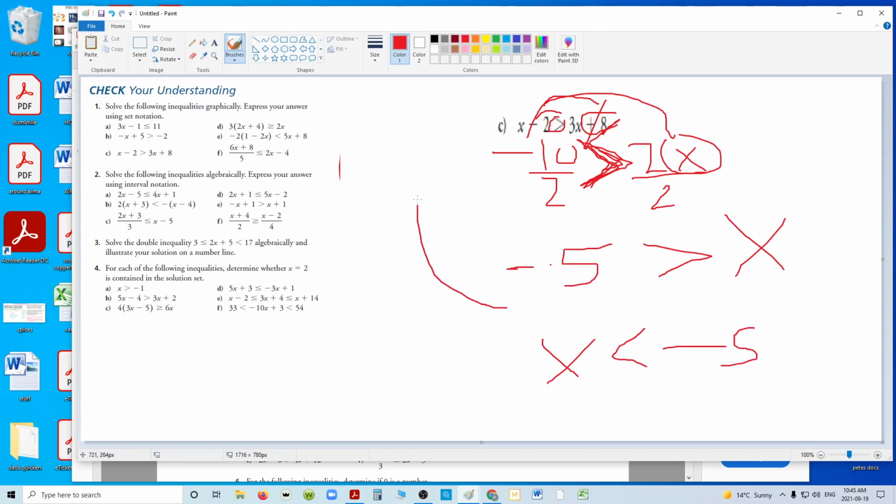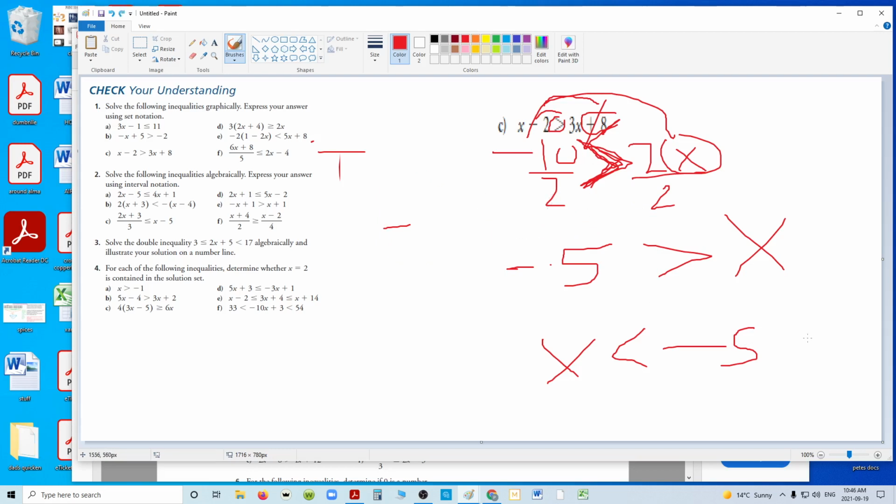Then you go back and you test it out. Let's take minus 6. So minus 6 minus 2 is minus 8, is bigger than 3 times minus 6 is minus 18 plus, let's try that again. x must be smaller than minus 5, so I'm taking minus 6. So minus 6 minus 2 is minus 8, must be bigger than minus 6 times 3 is minus 18 plus 8 is minus 10. Yep, minus 8 is bigger than minus 10.